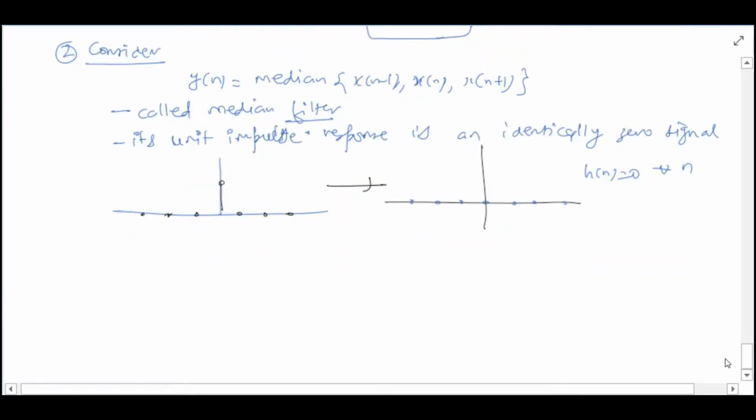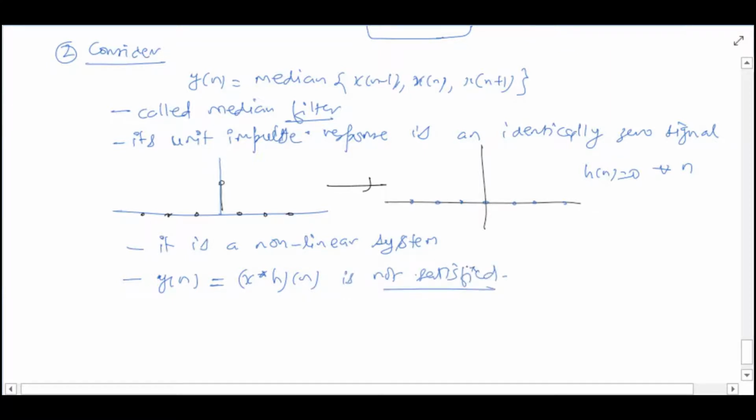However, in such a system, observe that it's a non-linear system. So in such a system, I do not expect to have the following relation satisfied. This is not satisfied because the system is non-linear.